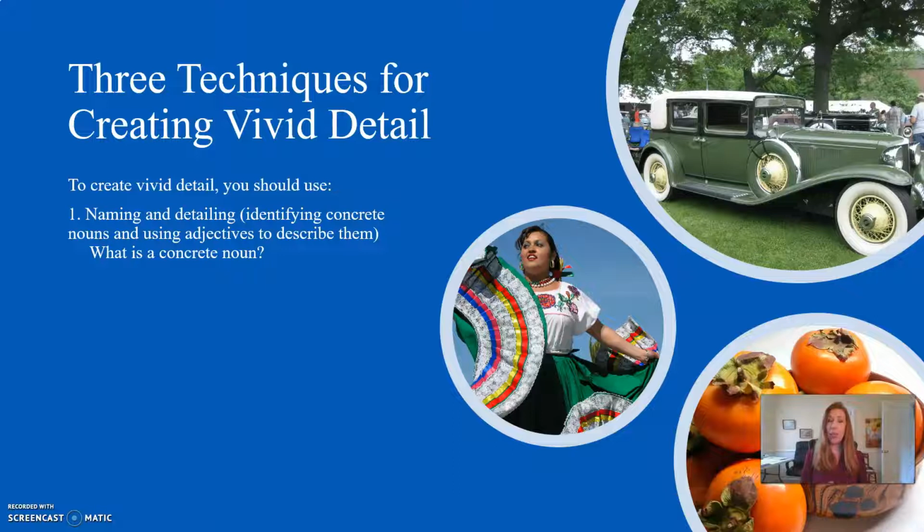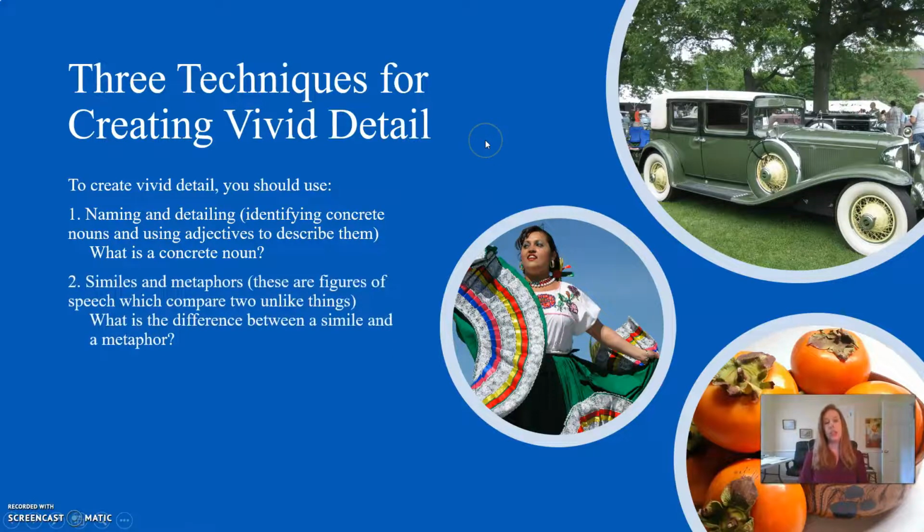That is different than what we would call an abstract noun, which is something like summer. You can't really touch summer, you can't really see it, but it's still a thing. That's what we call an abstract noun. So when we're thinking about naming and detailing, we're focusing on describing concrete nouns and using adjectives, descriptive words, to describe them. So that's the first technique, naming and detailing.